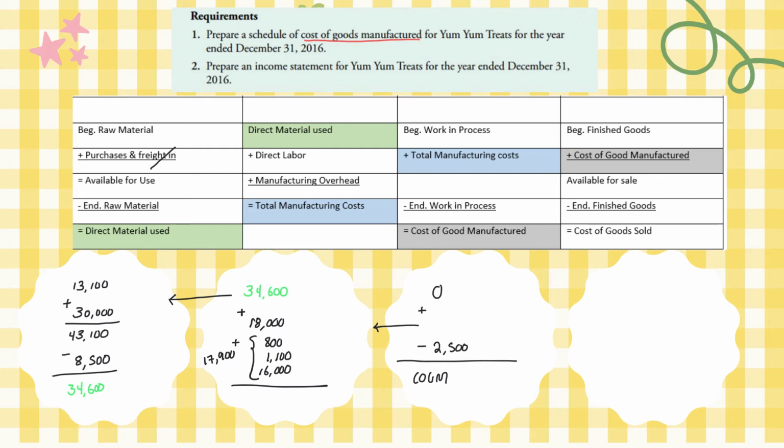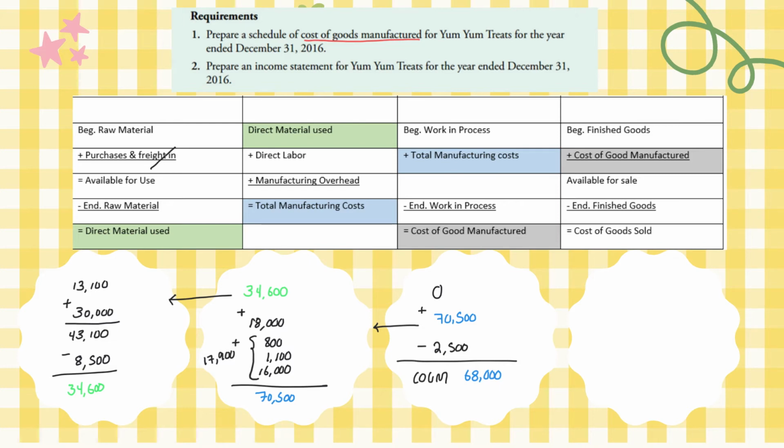So direct materials used plus direct labor plus manufacturing overhead equals 70,500. This is your total manufacturing cost. So I'm gonna go back to the first formula and I need to write 70,500 for the total manufacturing cost, plus 0, minus 2,500, it's gonna be 68,000, which is cost of goods manufactured. Okay, so we are done with requirement number 1.